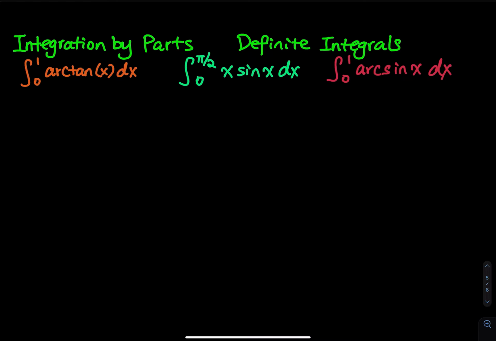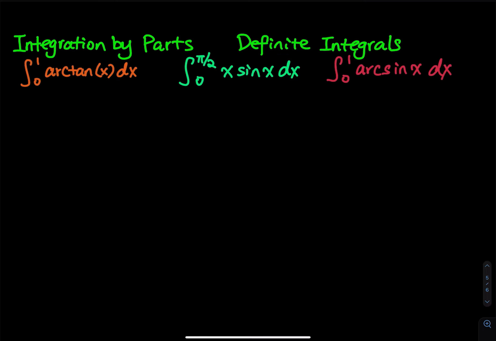Integration by parts on definite integral, not a difficult problem, just do an extra fundamental theorem of calculus. So the first one is integral from 0 to 1 of arctangent x dx. Arctangent is the same thing as inverse tangent.